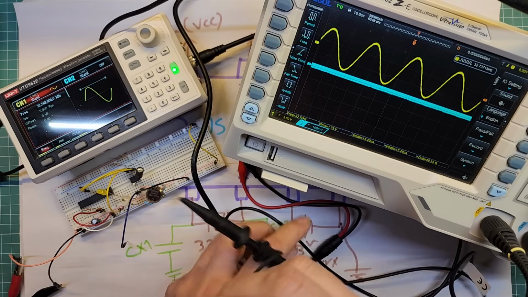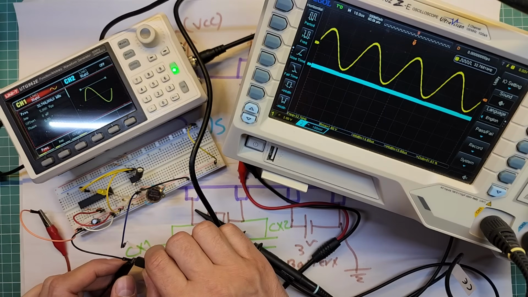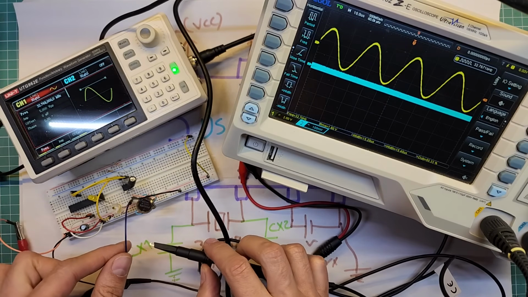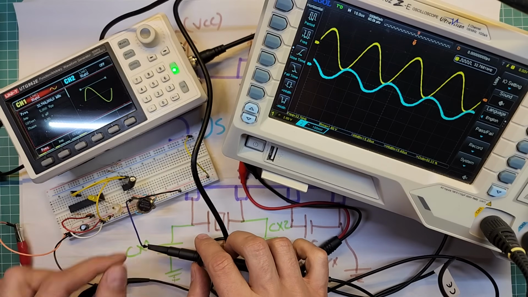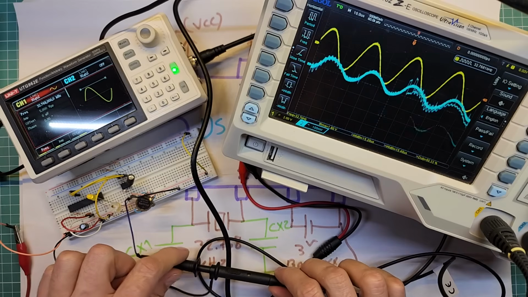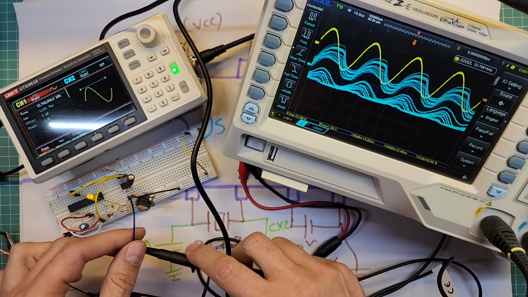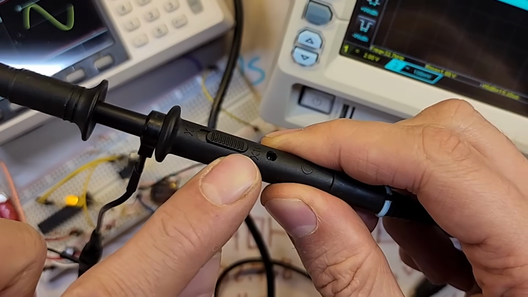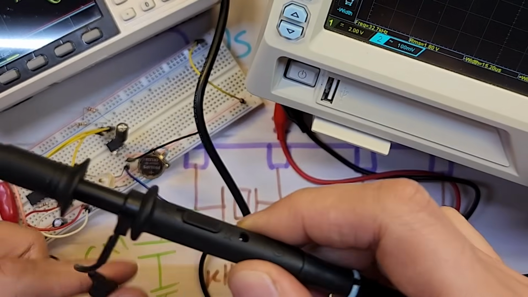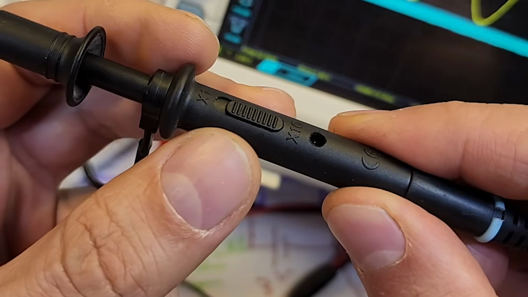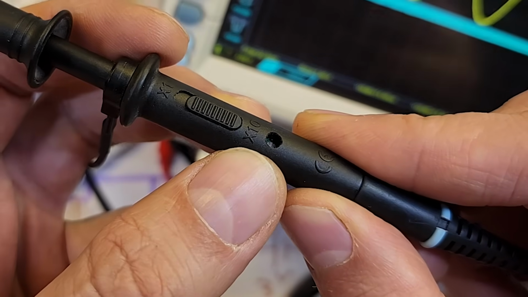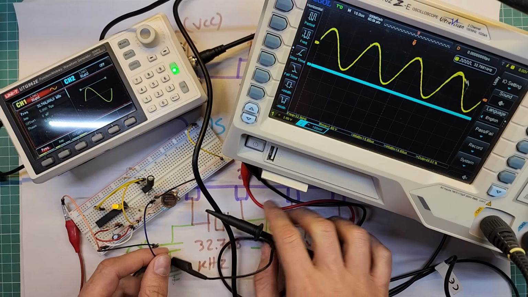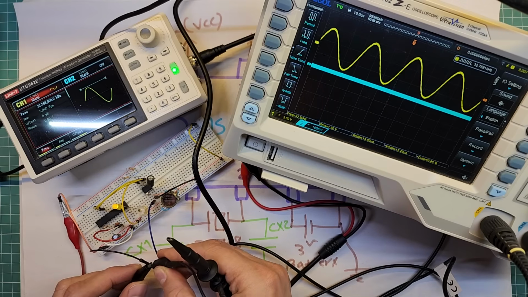I'm going to connect the earth or ground of the oscilloscope to ground of the circuit and connect the oscilloscope probe to this oscillator circuit. Look, the probe is on 10x. Can you see that? Let me show you here. We have two options, X1, X10. 10x means the probe will scale the signal 10 times.